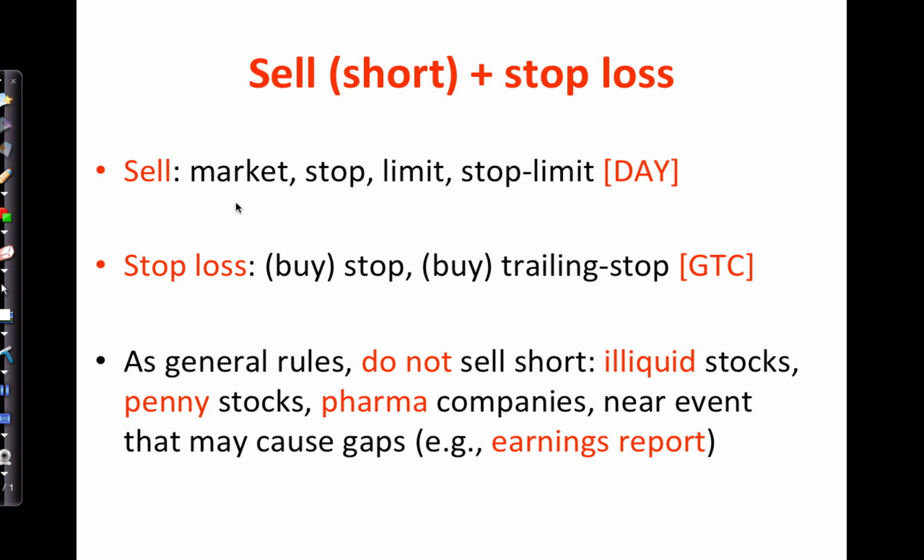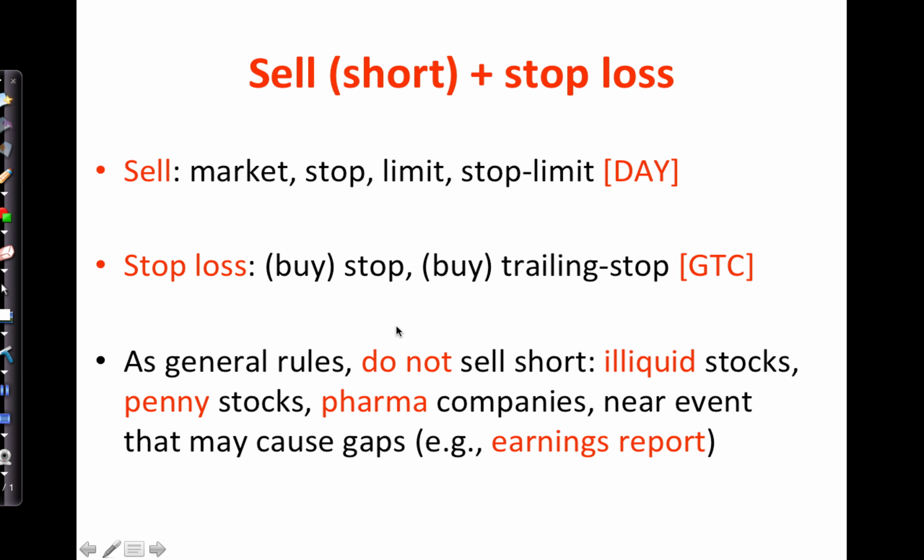So what we can do, we can short sell with a stop loss. It works exactly the same. The only difference is that now the stop loss will be a buy order. Stop or trailing stop is a buy order because you sold when you opened the position, and then to close the position you have to buy back.